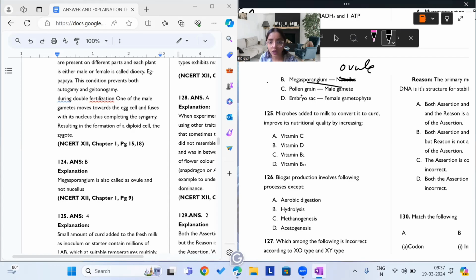Okay. So pollen grain is having the male gamete. Yes. Embryo sac is the female gametophyte. Yes. So the answer is option 2.